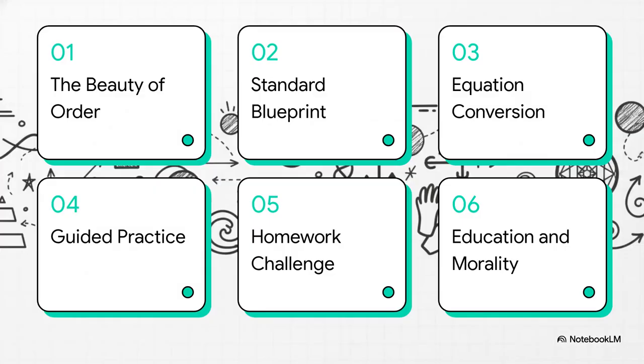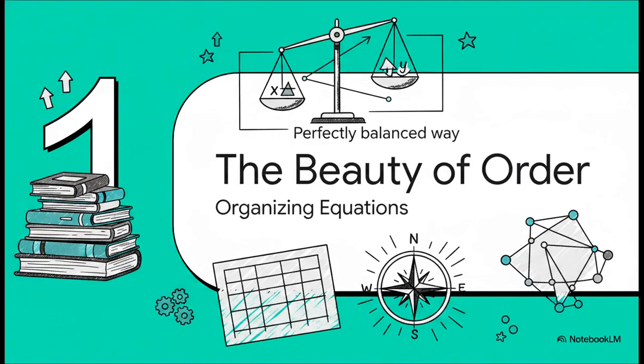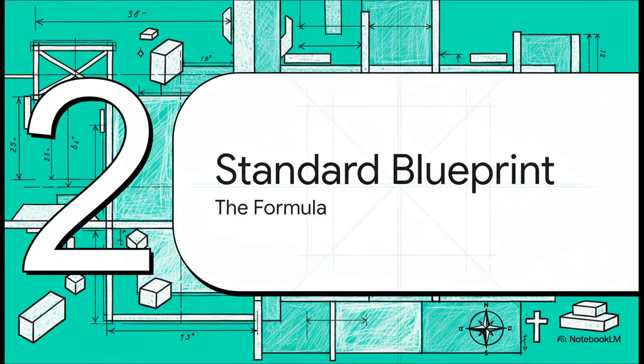Here's our fast roadmap for today's explainer. We'll cover the beauty of order, the standard form blueprint, steps for equation conversion, some guided practice examples, your homework challenge, and finally, a look at education, morality, and peace. Let's get to it. Section 1. The beauty of order. Organizing linear equations. Section 2. Standard form blueprint.